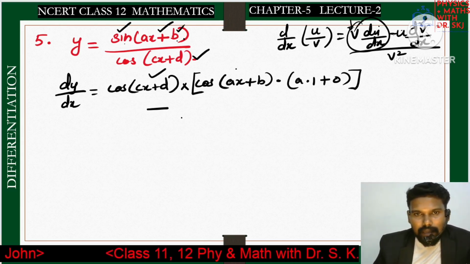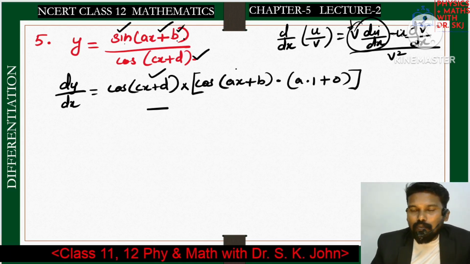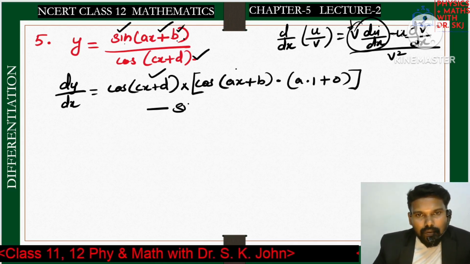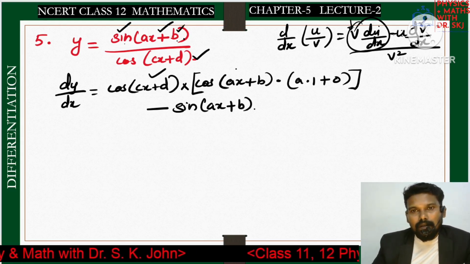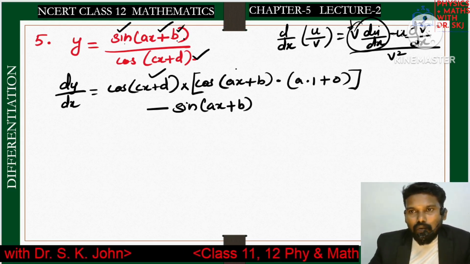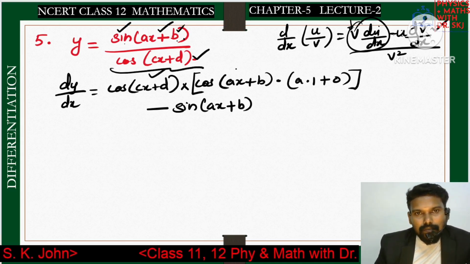Now we have reached this minus sign. Then u is the numerator. Numerator is sine of ax plus b. We have to simply write the numerator, and then we have to write the derivative of denominator. What is the derivative of this?